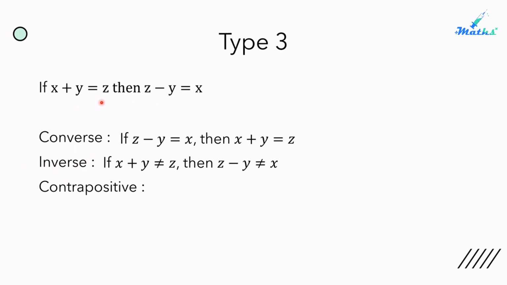And the second is inverse. For inverse, you just need to negate the two equations like this. If x plus y is not equal to z, then z minus y is not equal to x. So this is the inverse one. The last, contrapositive, is to put the first equation to the back and the last equation to the front and negate these two equations. So the answer will be if z minus y is not equal to x, then x plus y is not equal to z. So it's quite easy, right?